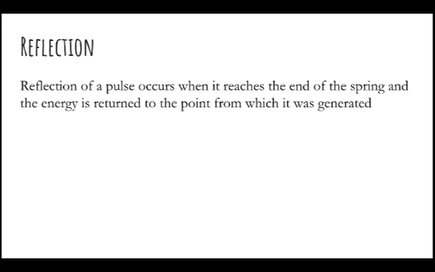So the next thing that we're going to look at is called reflection. So reflection of a pulse occurs when it reaches the end of the spring, and then the energy is returned to the point from which it was generated. There's two types of reflection, both fixed end reflection and free end reflection. I want you to be able to draw a before picture and an after picture of before it reflects and after it reflects for both of these scenarios.